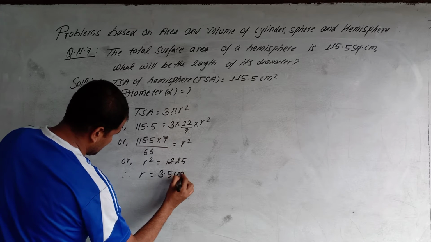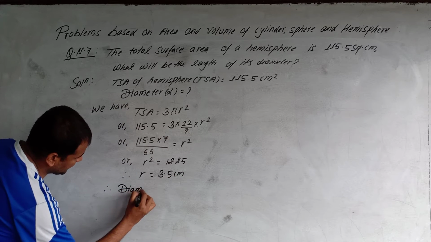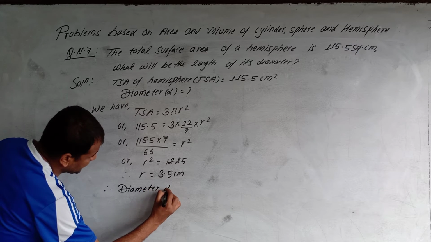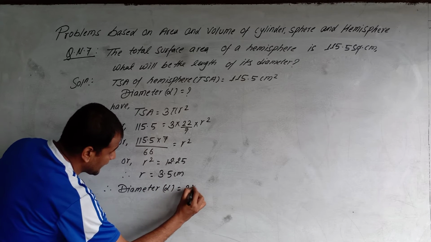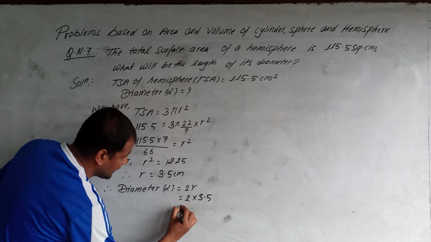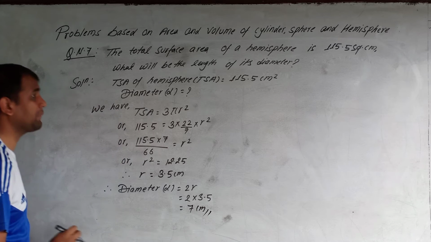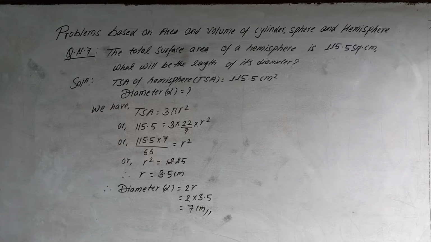that is equal to 3.5 centimeter. Therefore diameter D is equal to 2r, that is equal to 2 into 3.5 is equal to 7 centimeter is the diameter of the base. This is about question number 7.